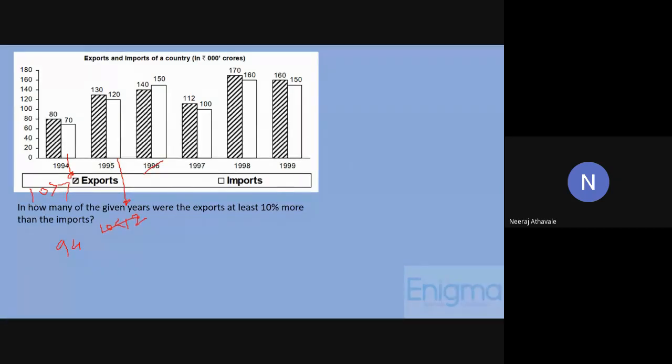So therefore this is cancelled. ये तो possible ही नहीं है, छोड़ दो. And 97. Okay, 97 में 10% of 100 is 10 and gap है हमारा 12, which is again greater than 10. So this is also valid. Now in these particular cases, 98 and 99, you can see 160 है, 160 का 10% मतलब 16 से ज्यादा होना चाहिए था और यहाँ पे 15 से ज्यादा होना चाहिए था, but it is not. So therefore, as you have rightly said, 94 and 97, that means 2 years exports are greater than imports by 10%. Perfect. Solve this question.